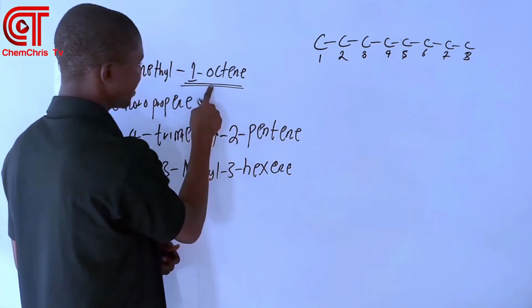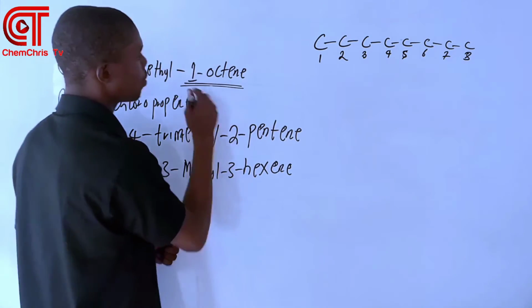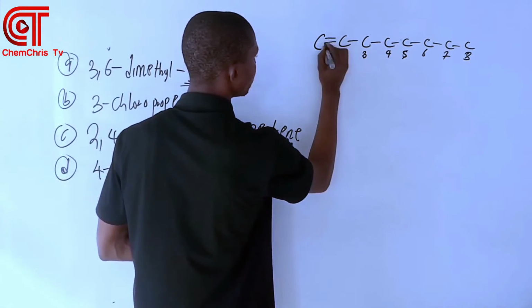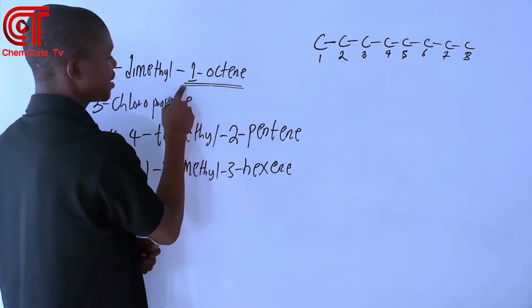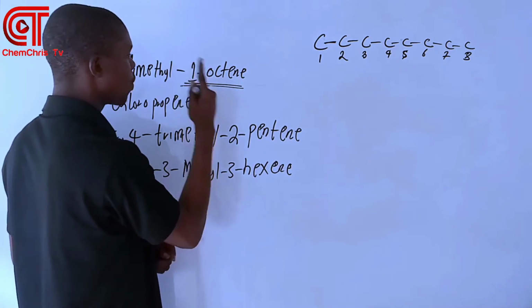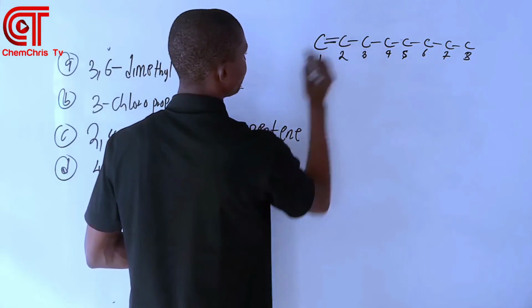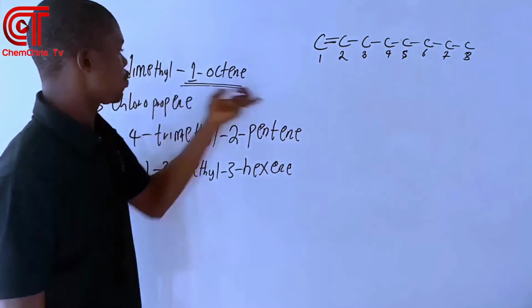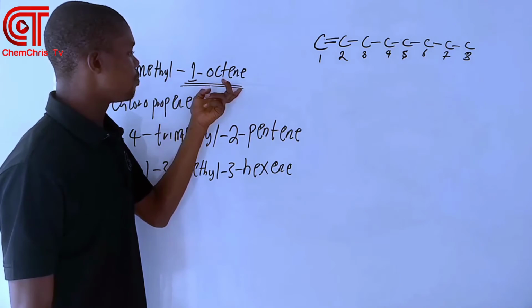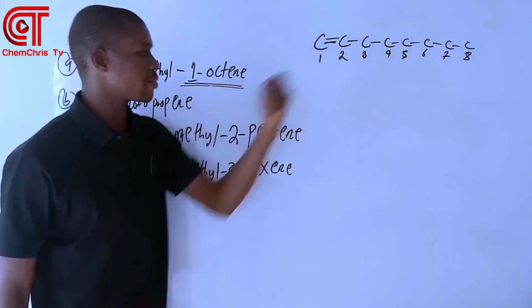Now 1-octene means that the double bond is at carbon 1. So here we have the double bond. 1-octene means that the double bond is at carbon 1. So here we have place 1 here. You get. So now this is what we want to start with. We want to start with the parent chain, which is this guy here.